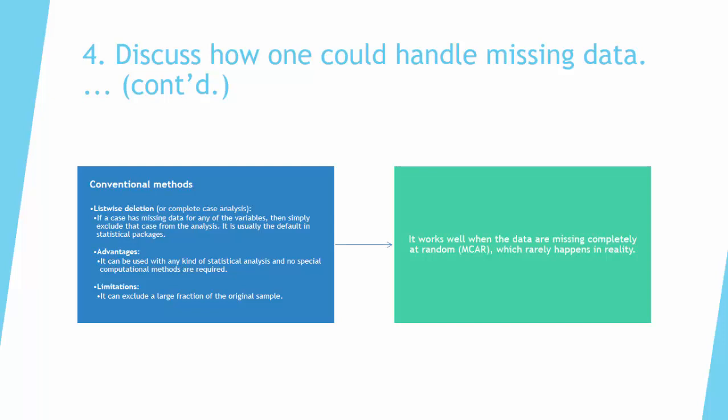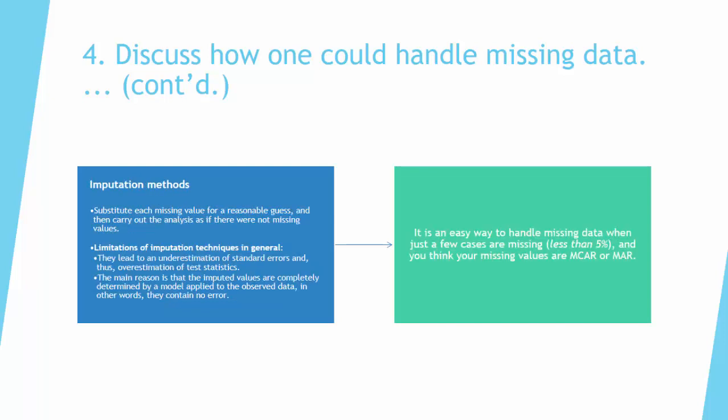The second method that I will point out here is imputation. Imputation is one of the best methods to handle missing data. What is imputation? First, let's say that there are two types of imputation: single imputation and multiple imputation. But here I will just talk about the advantages and disadvantages of imputation in general. So imputation is when you substitute each missing value with a reasonable guess and then carry out the analysis as if there were no missing values.